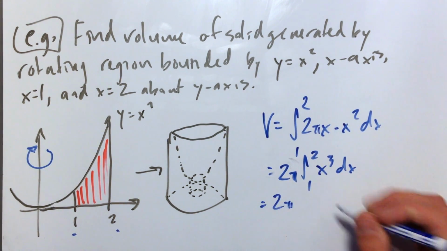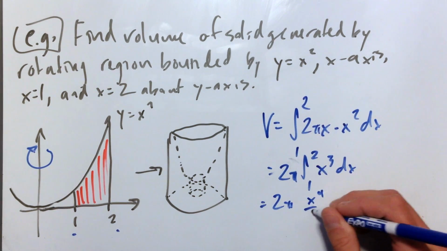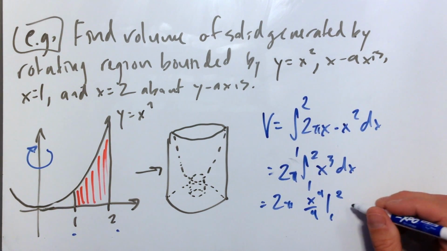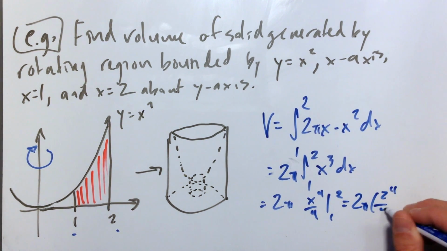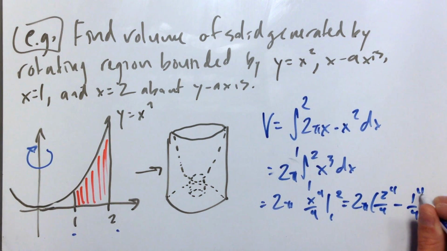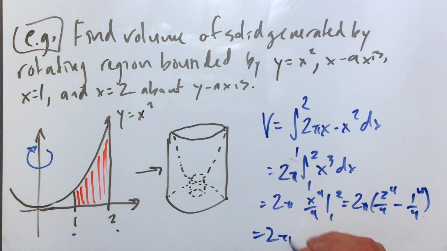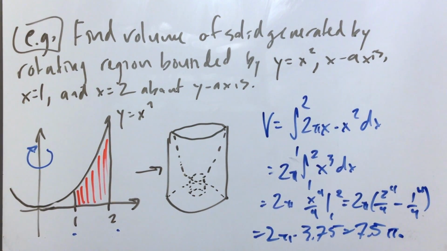The antiderivative of x cubed is x to the 4th over 4, going from 1 to 2. So this is going to be 2 pi times 2 to the 4th over 4 minus 1 to the 4th over 4. And that's 2 pi times, 2 to the 4th is 16, divided by 4 is 4. So 4 minus 1/4 is 3.75. So that's 7.5 times pi.